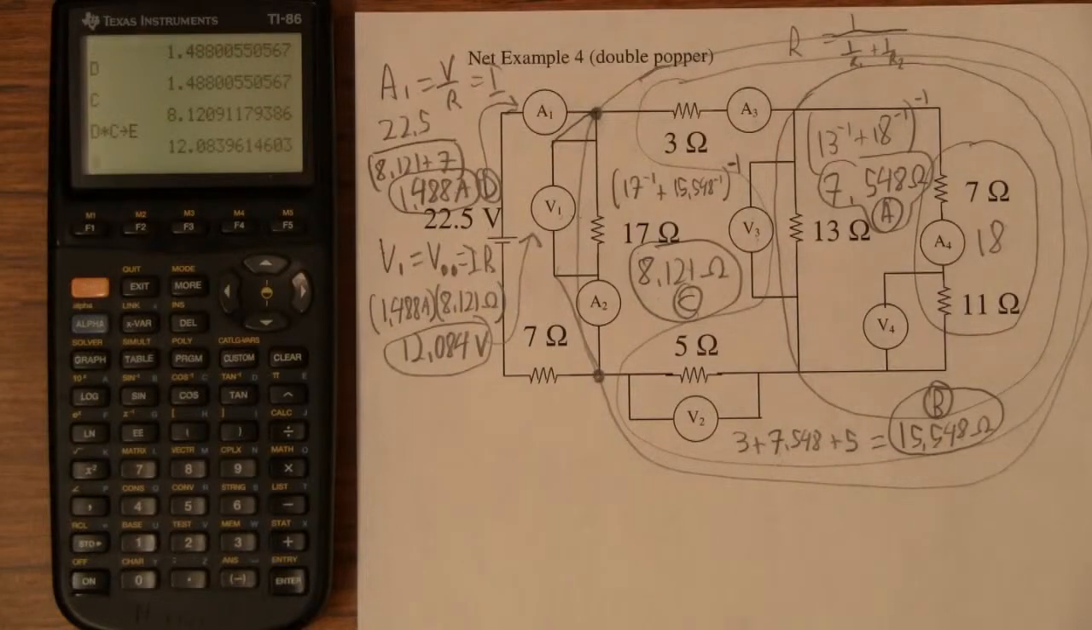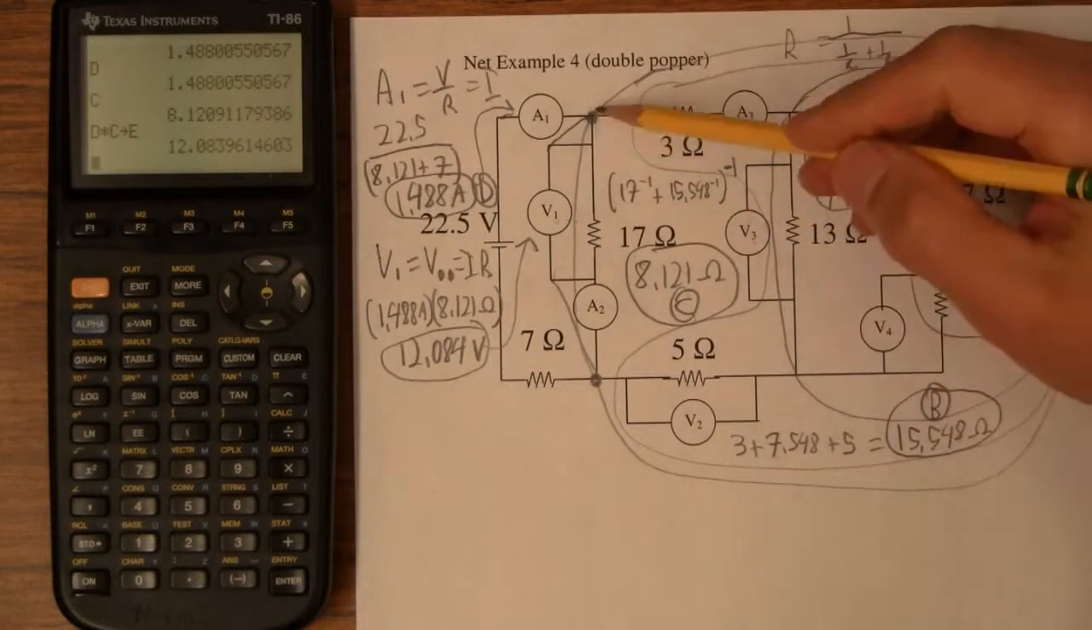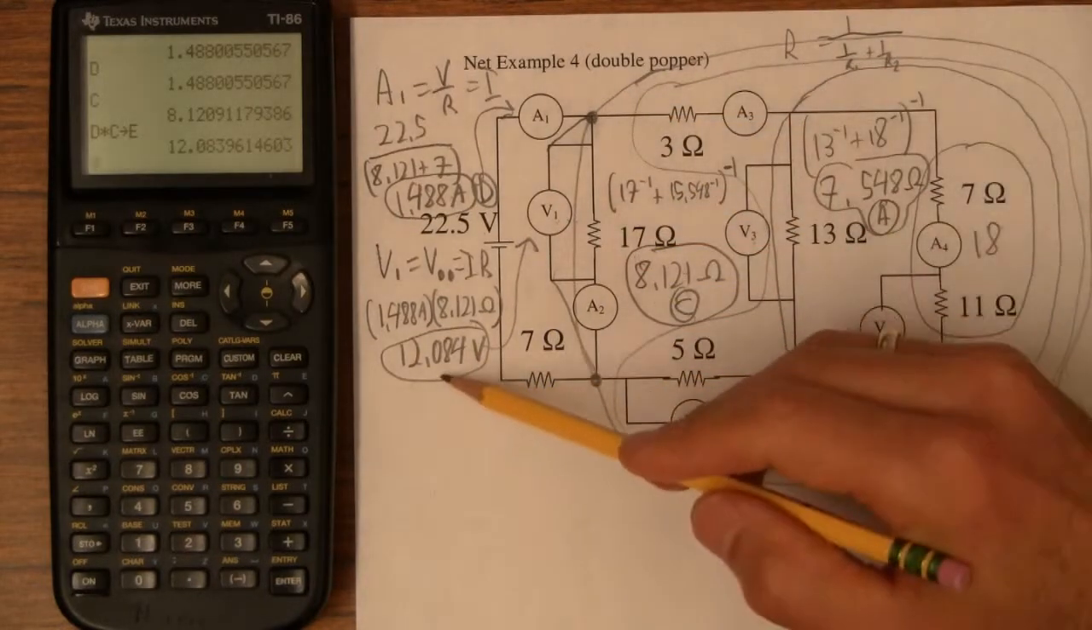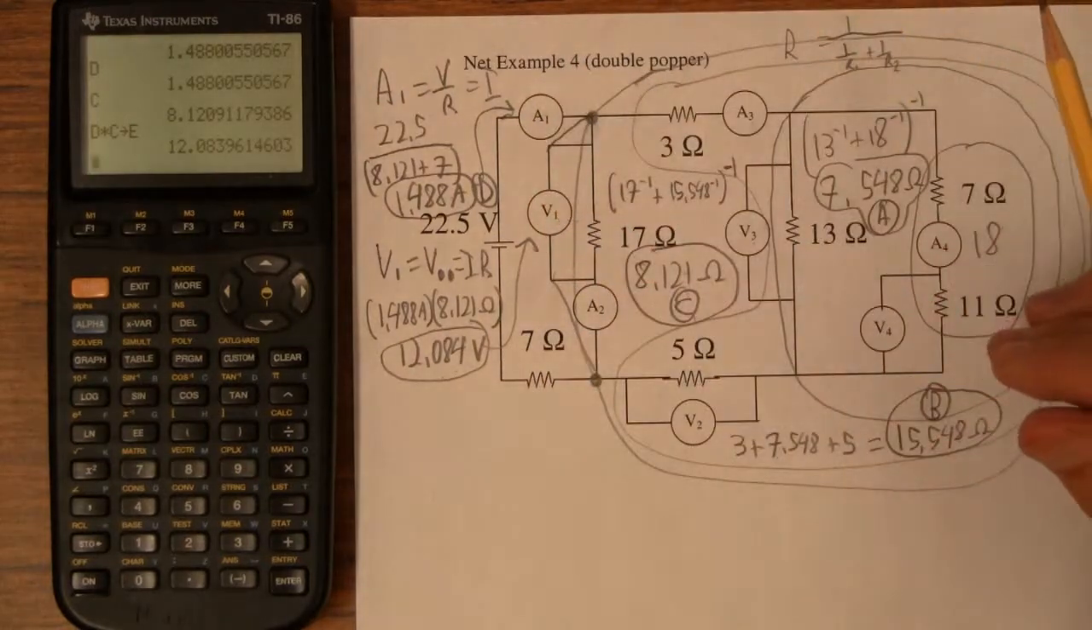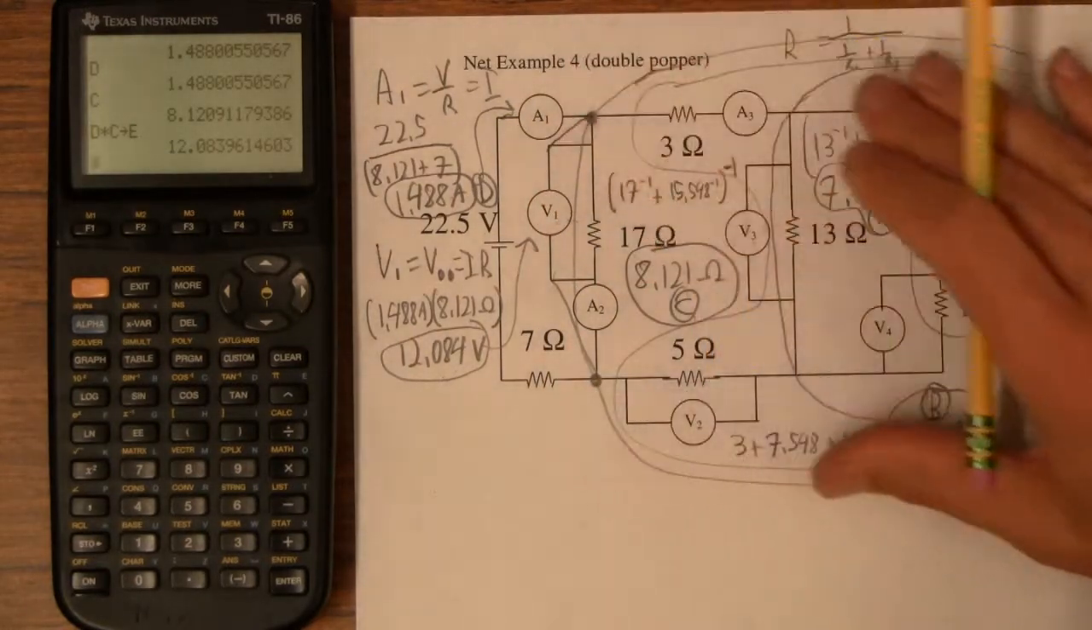Okay, here's the second part of this video. In this part of the video, I've already figured out that the voltage from here to here is 12.084 volts. I'm now going to ignore that side of the circuit, and I'm going to analyze this side here.